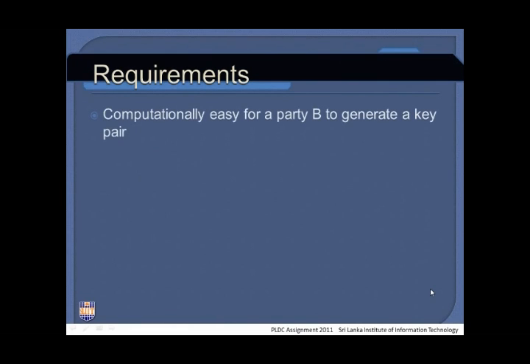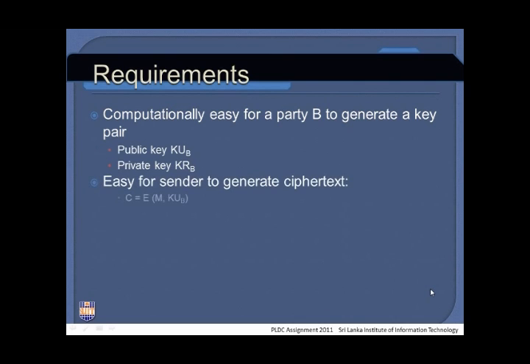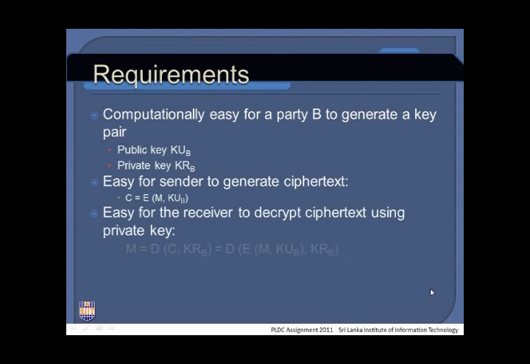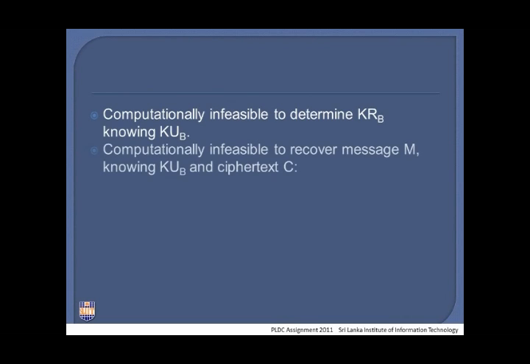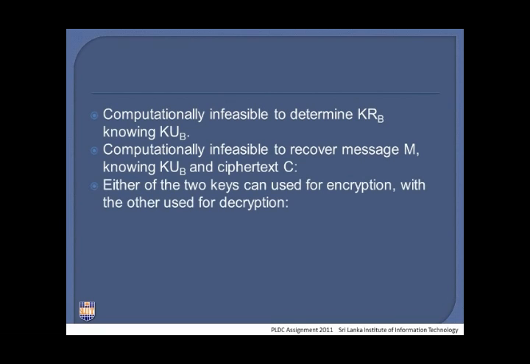Requirements. Some of the requirements for public key cryptographic algorithms are: it should be computationally easy for a party to generate a key pair. Secondly, it should be easy for the sender to generate ciphertext and easy for the receiver to decrypt it. Further, it should be computationally infeasible to determine one key knowing the other. Similarly, it should be computationally infeasible to recover a message by just knowing the public key and the ciphertext. Lastly, the two keys should be interchangeably used for either encryption or decryption.